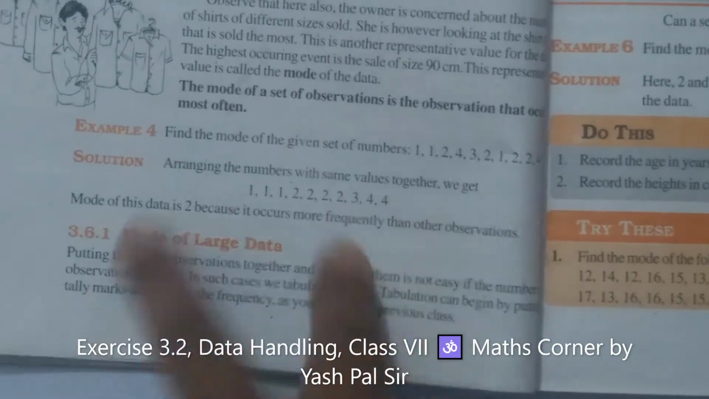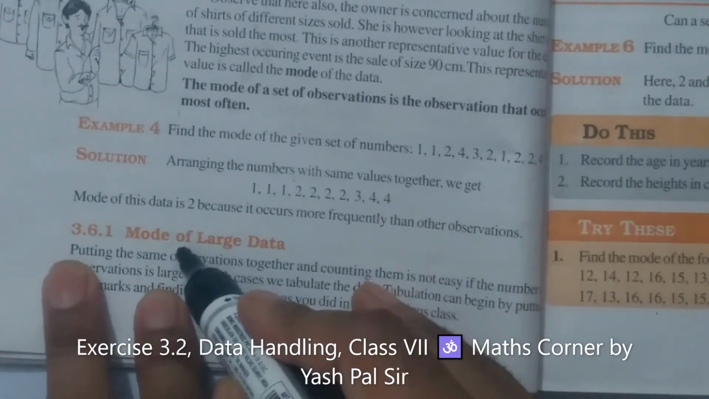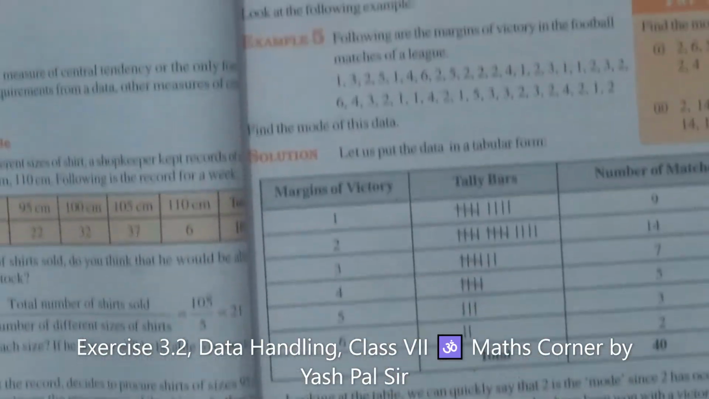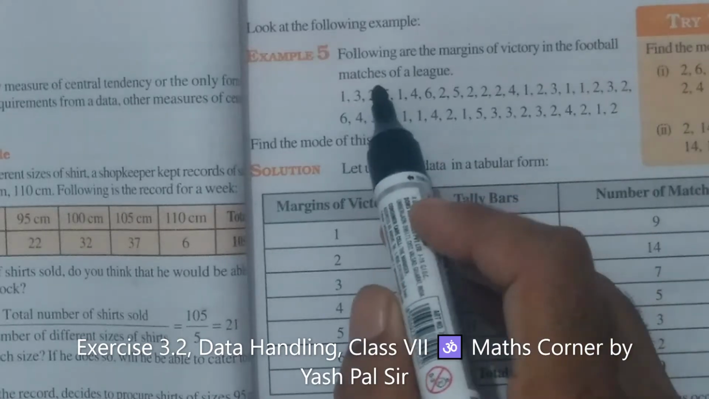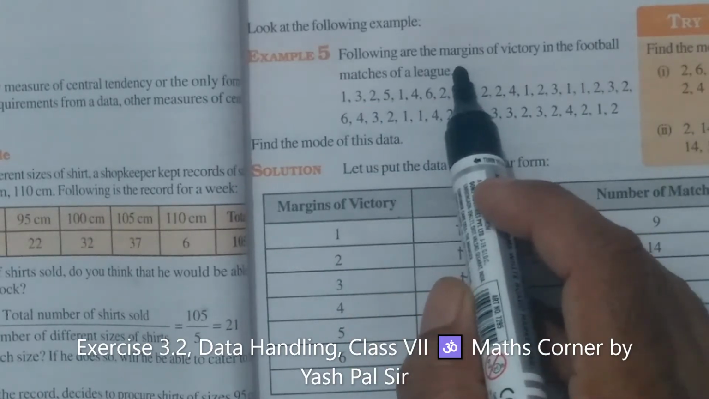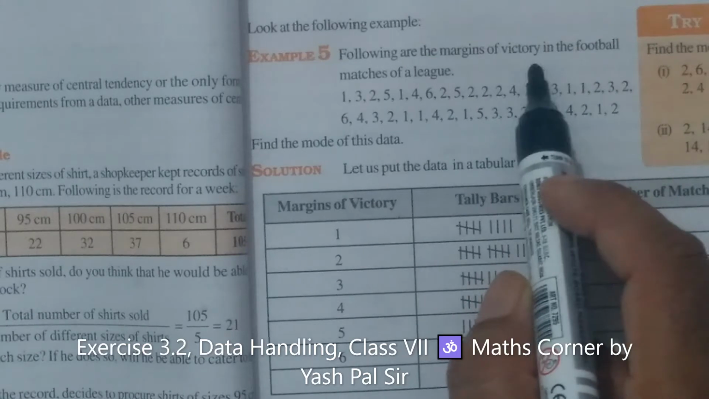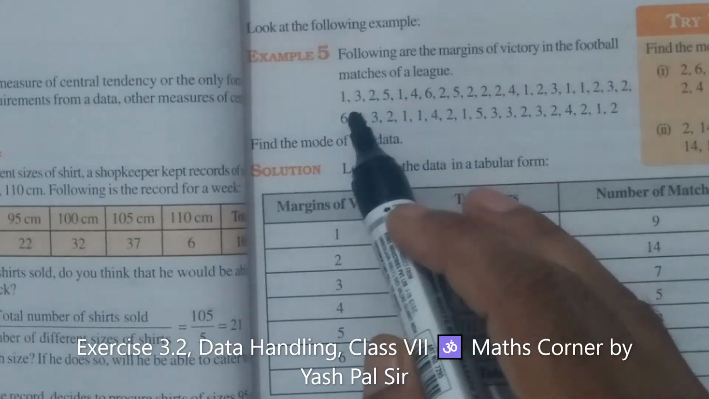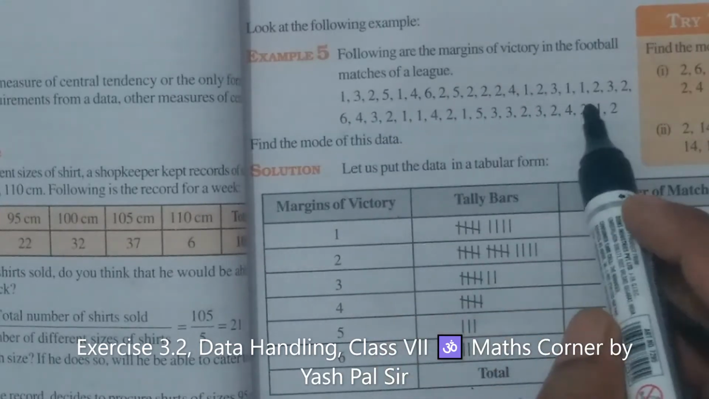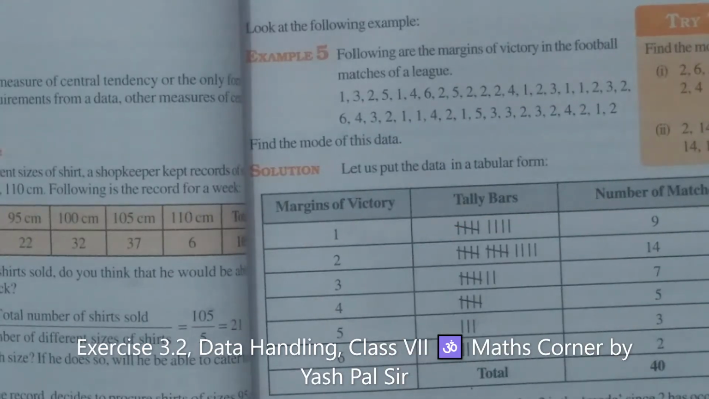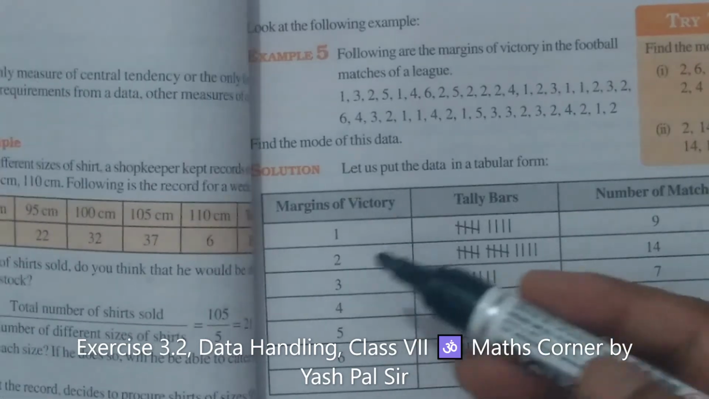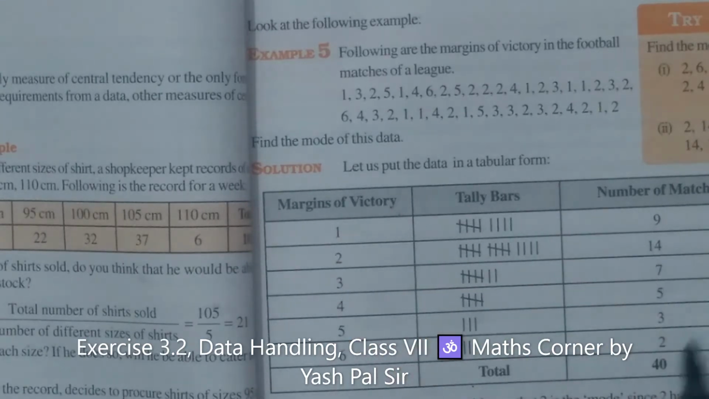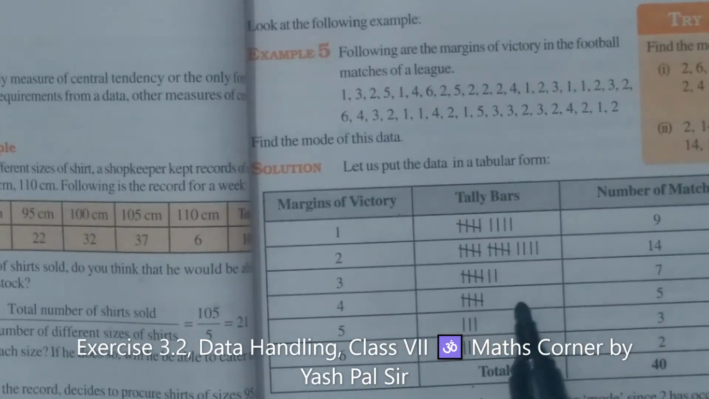Okay, so how to find the mode of large data? For example, suppose we have example number 5. Following are the margins of victory in the football matches of a league: 1, 3, 2, 5, etc. Find the mode of this data. So first of all, how to solve this question? We arrange the data in tabular form.